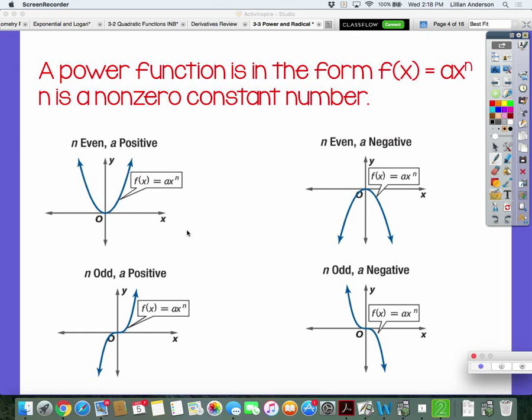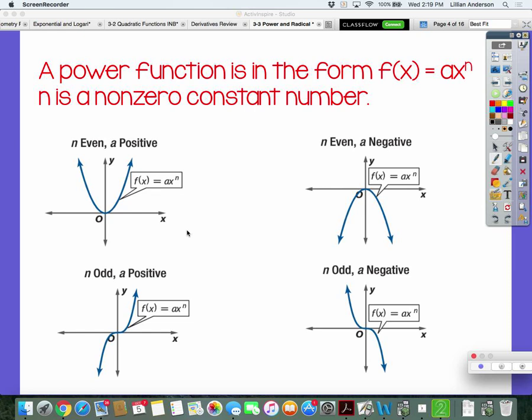Okay, the best correlation that we can have to this is the functions we just did in quadratics. Okay, right? Quadratics, the exponent was what number? It was a 2, so it was even. And whenever we would have something like x squared plus 2x plus 3, didn't it point up? Okay, that's because it was an x squared. It was a positive number. But if it was a negative, it pointed down.